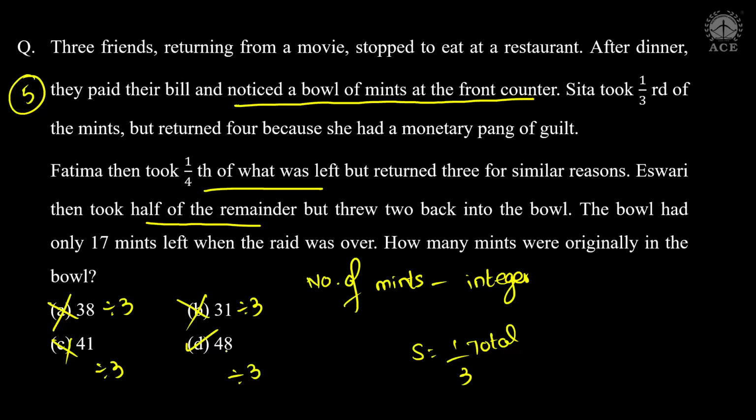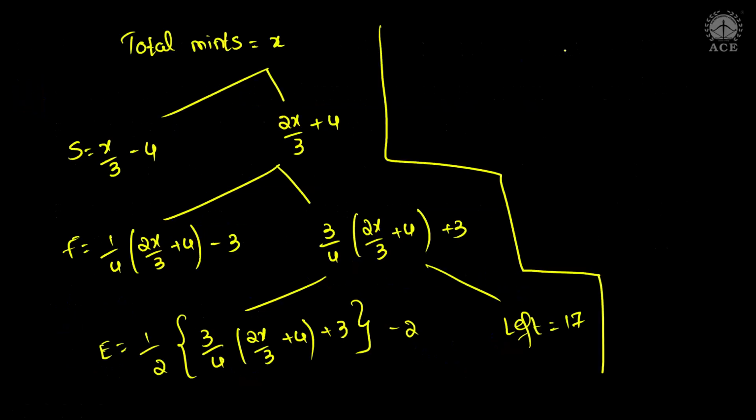The total must be divisible by 3. Why, sir? You need an integer. We need an integer here, because we are taking the mints from the bowl, right? So it should be an integer. Sita took one third of the mints. See the procedure now. Maybe you can understand things better here.